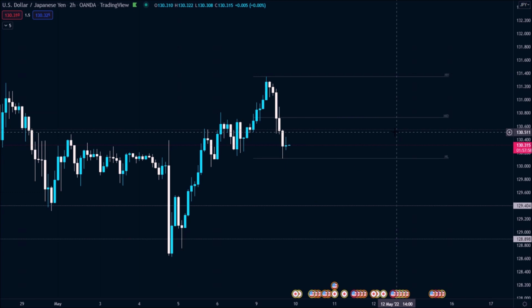But those are probably the three best instruments that I'm interested in. We'll take a look at Aussie dollar as well.